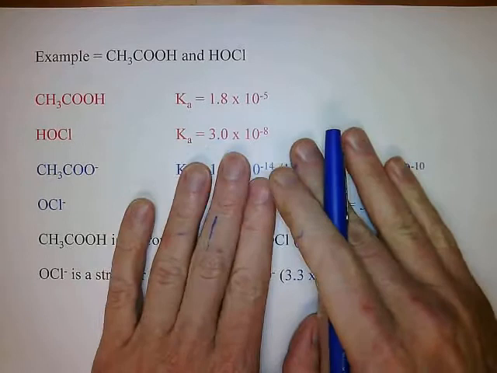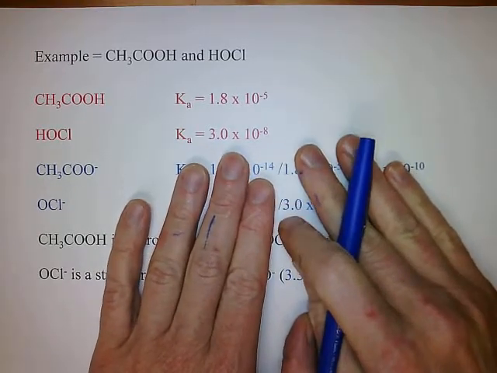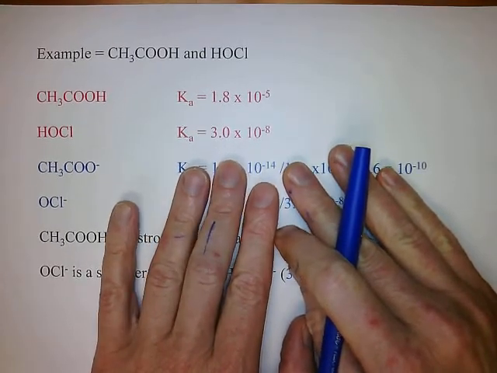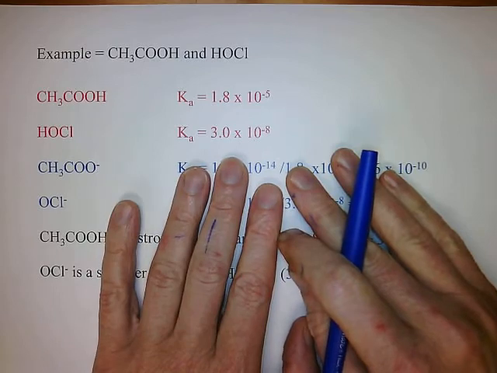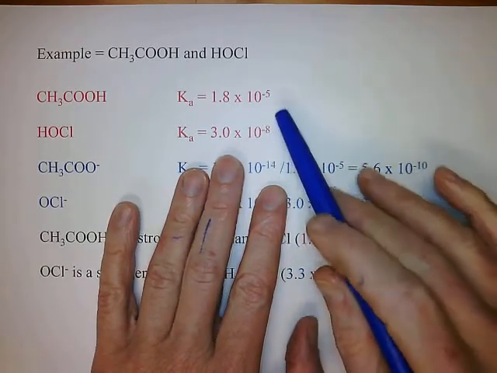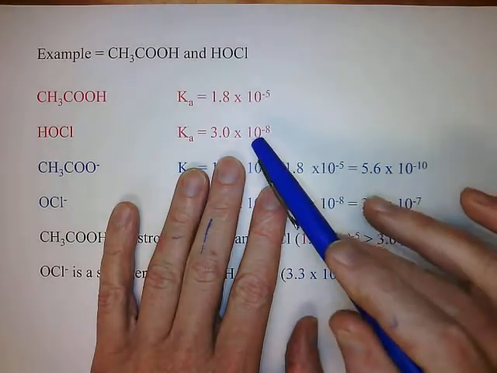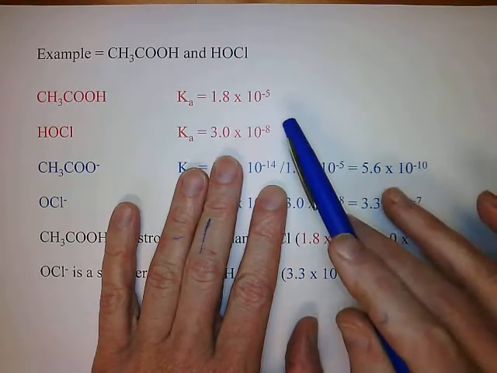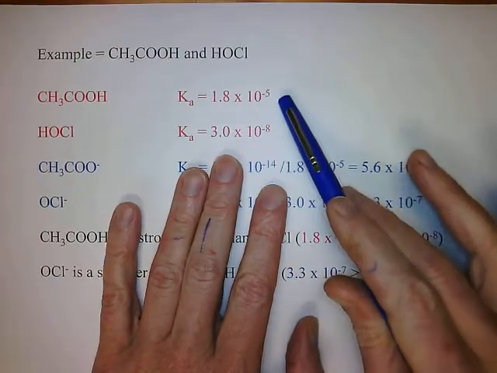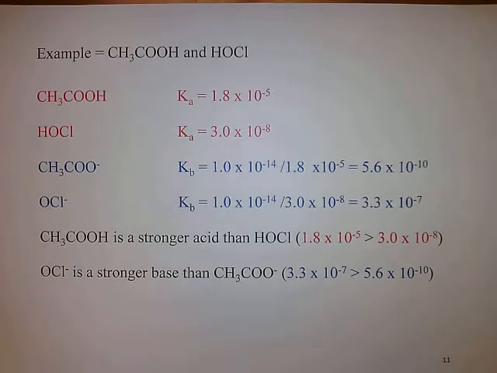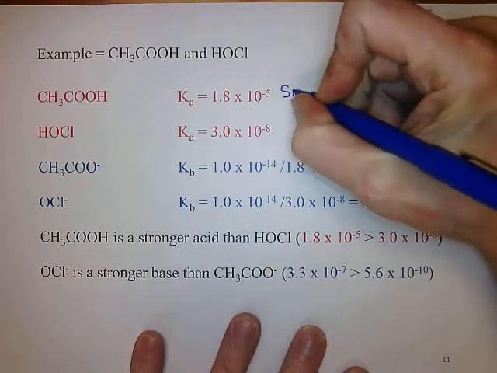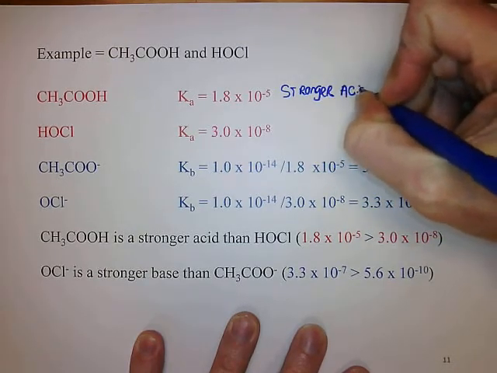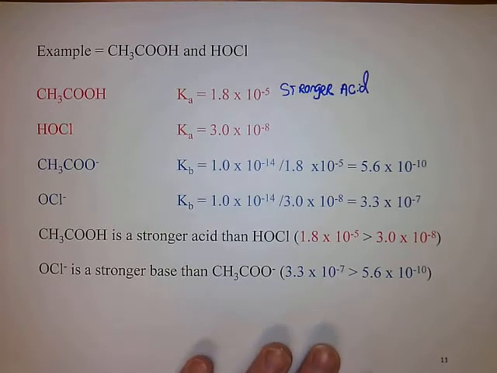So right off the bat, before we go any further, let me ask you this question. Which one of these is the stronger acid? How do you tell that? Which one has the biggest equilibrium constant? Here, 1.8 times 10 to the minus fifth versus 3 times 10 to the minus 8, which is the bigger number. This is by roughly 3 orders of magnitude, right? So of the two, that's the stronger acid.